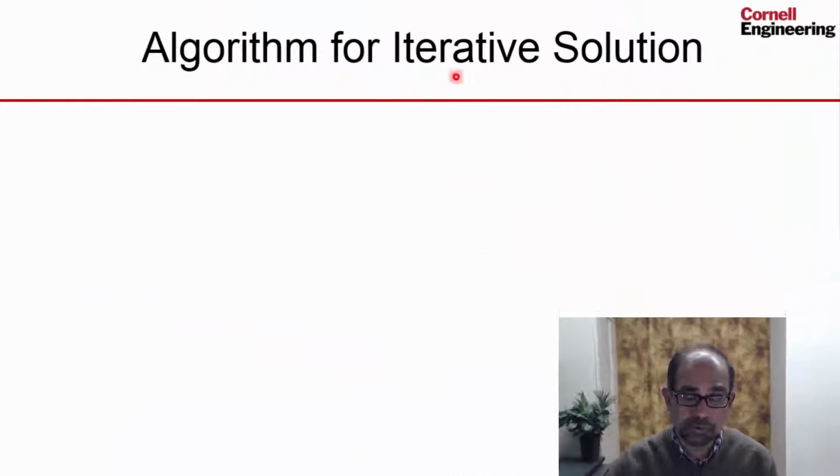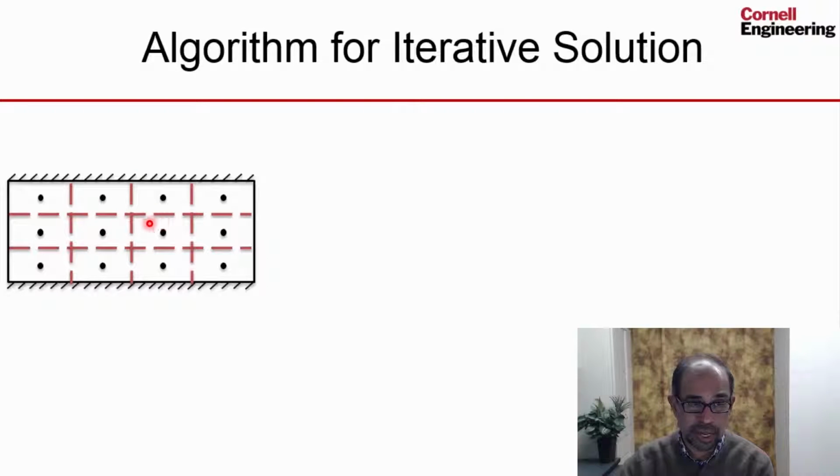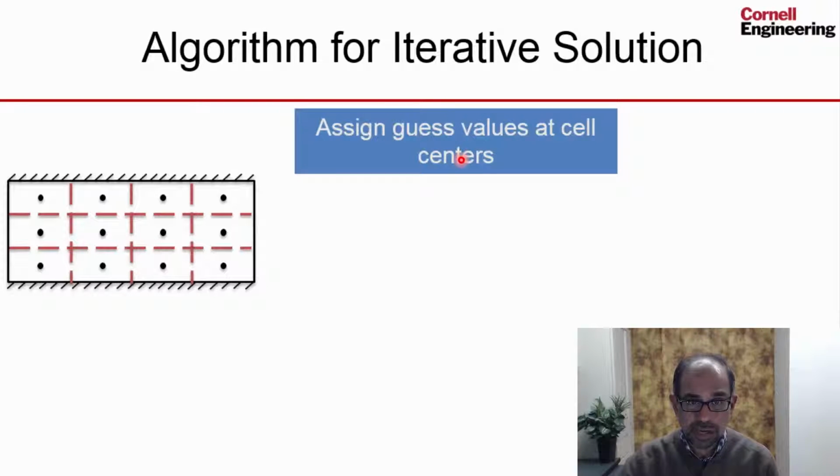Let's see how the ideas of discretization and linearization are put together into an algorithm for the iterative solution of our boundary value problem. Going back to a channel flow example with the discretization we were looking at, the division into the cells, we start by assigning guess values at the cell centers. So we would assign guess values for velocity and pressure at each of these cell centers.